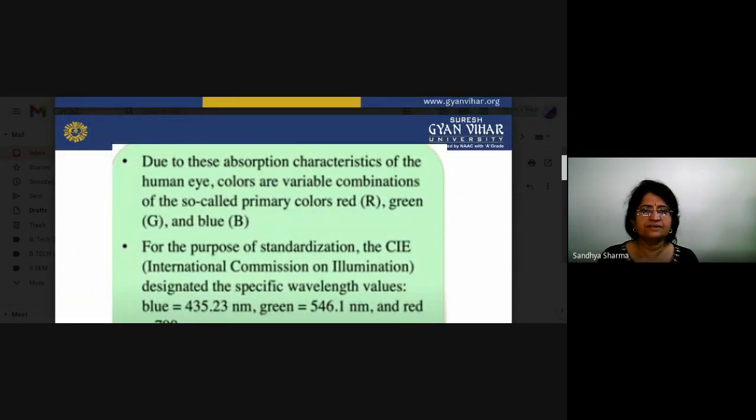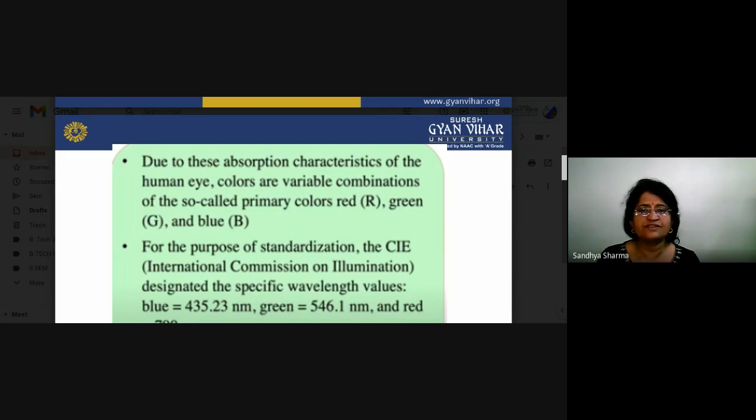Now what will happen here? Due to these absorption characteristics of the human eye, colors are variable combinations. These combinations are the primary colors, red, green and blue. So we are talking about the three primary colors, red, green and blue, and due to the absorption characteristics of the human eye, colors are variable combinations, so there will be different combinations. We will discuss this further.